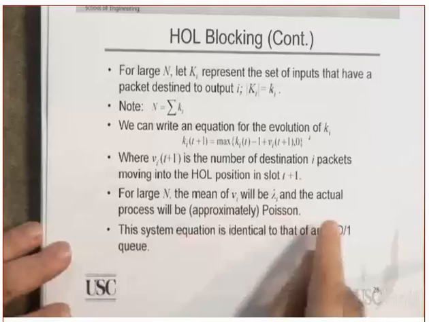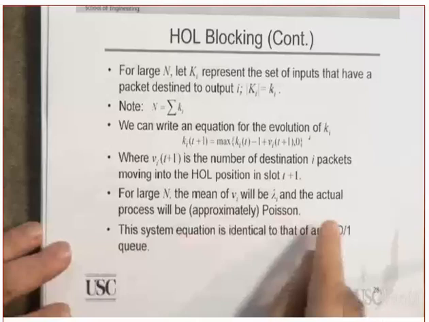As P approaches 1, since probability cannot be more than 1, what is the maximum throughput? Remember, what are we talking about? E of X is the number of cells transferred to a specific output. As P approaches 1, watch: 1 over T. Is this the ultimate throughput? That's the ultimate throughput.